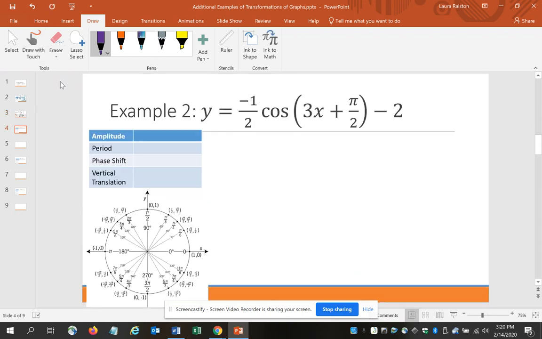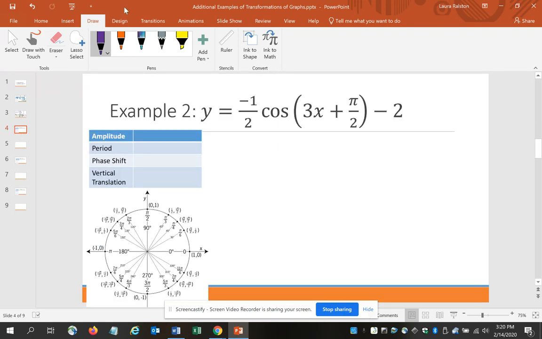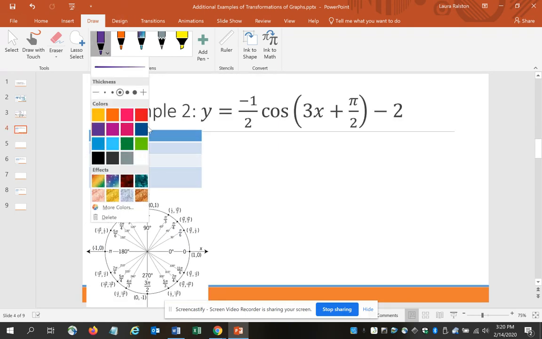All right, let's take a look at another one. I've added one little extra twist to this particular problem. This particular one also includes a reflection. We haven't really looked at one of those previously in the examples, so I've added that.